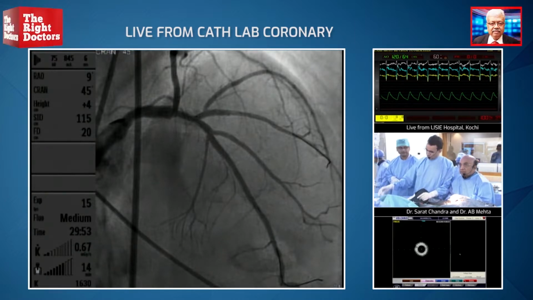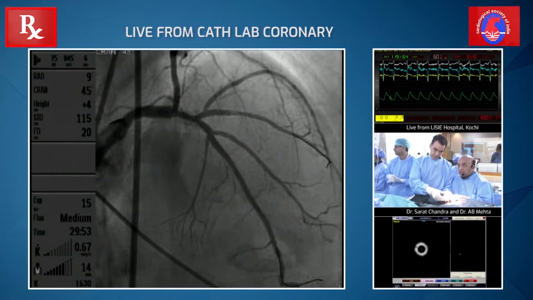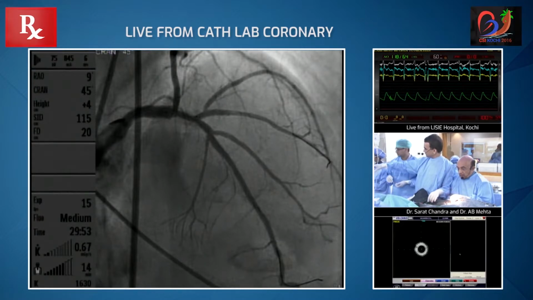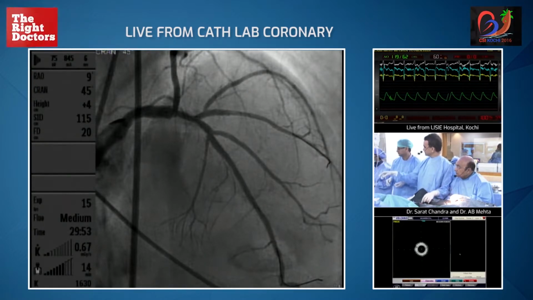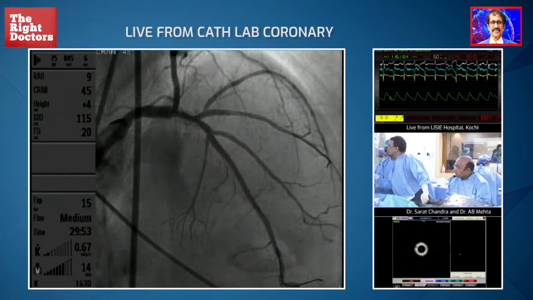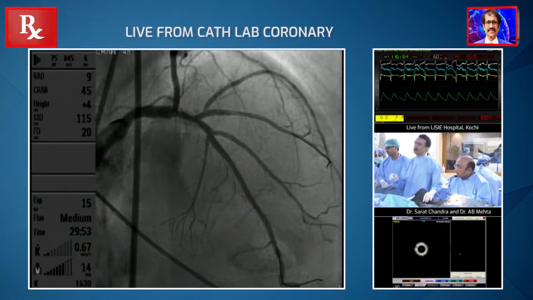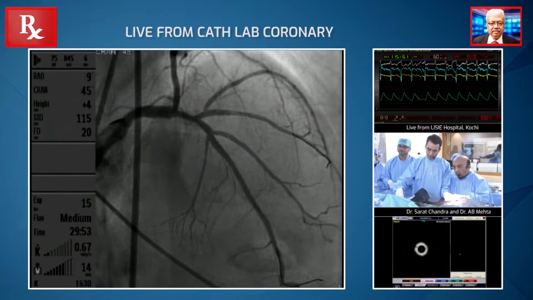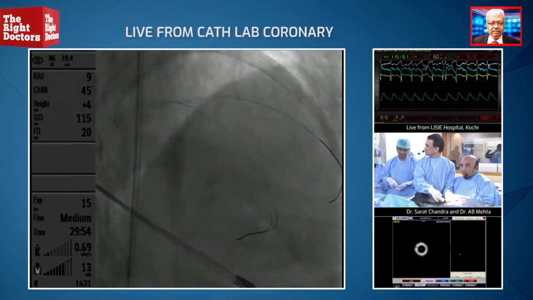326, yes. Just show, just 1 second, bring it here. What is the highest diameter it will go? It will go to 3.4. Okay, if you go to high pressure, Onyx will go to 3.4. That should serve our purpose.